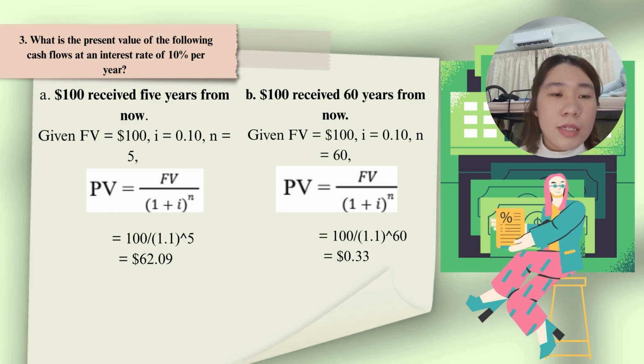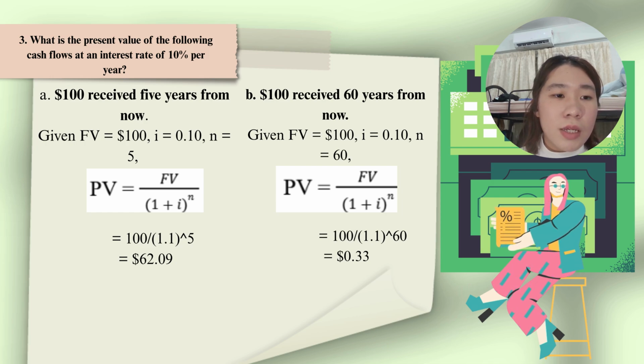For this question, what is the present value of the following cash flows at an interest rate of 10% per year? For A, we will need to find the present value of $100 received 5 years from now. Given that the future value is $100, the interest rate is 10%, and the time period N is 5 years, we use the formula PV equals FV divided by (1 plus I) to the power of N to calculate the present value. We will get the answer of $62.09, which means the present value of $100 received 5 years from now would only be $62.09.